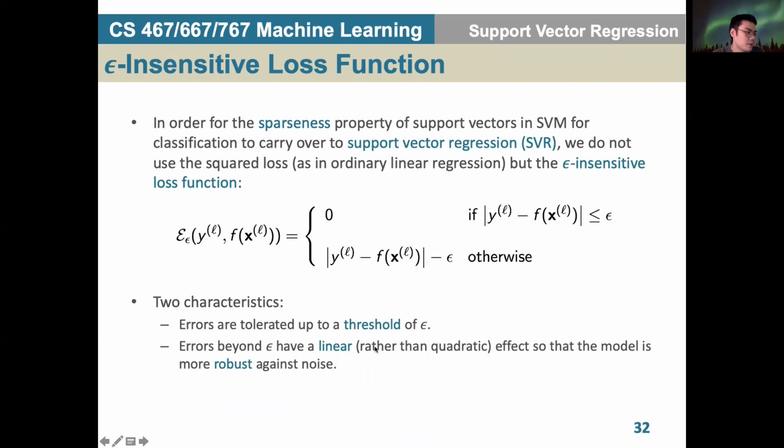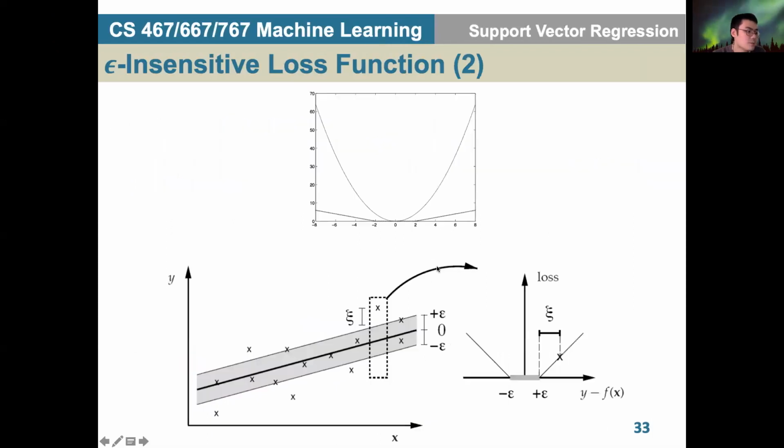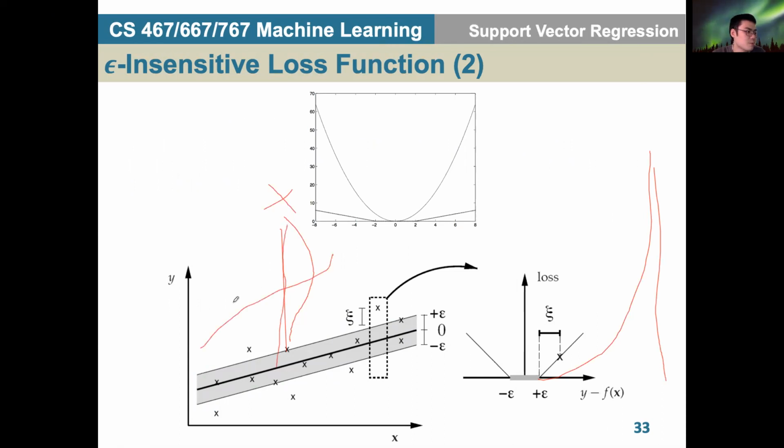And error beyond epsilon also has just a linear effect. So you can see this is a linear function. It's not quadratic. So it's robust to noise. What does this mean? Let's assume that a certain point shoots up to here, and it's just because of some measurement mistake. If you use a quadratic loss, this will cause a lot of issues. This line will try to close the gap, so this line will move up. But this is noise. So if you use a linear function, then there's no such situation.